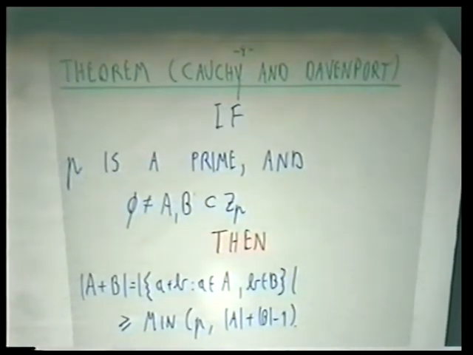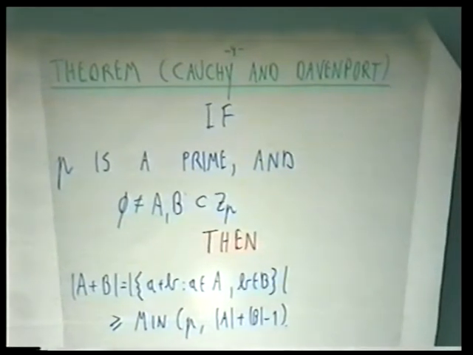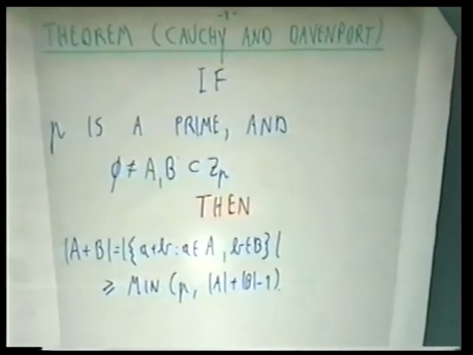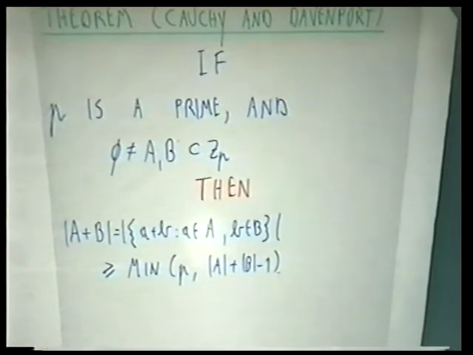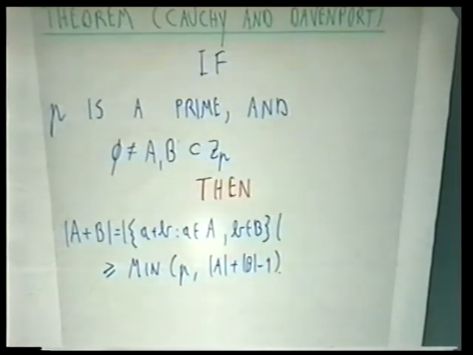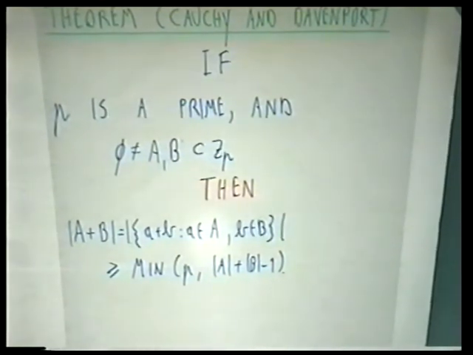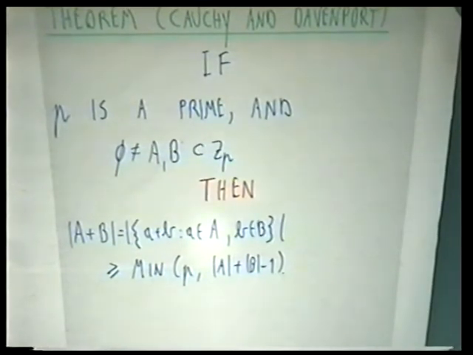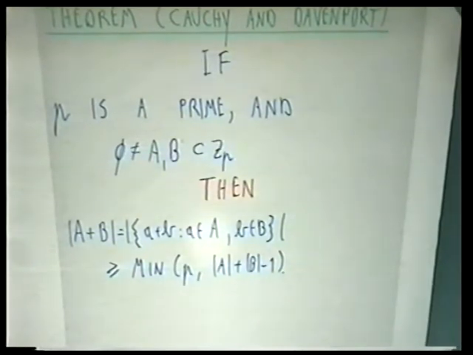And it says the following: if P is a prime, and in Z_P, the finite field, we really use only the additive structure, so in the abelian group Z mod P, we have two non-empty sets, A and B. Then if we look at the set of all sums of the form little a plus little b, where little a is in capital A and little b is in capital B, and we look at the cardinality of these, then either we get everything, but if we don't get everything, then the cardinality of what we get is at least the cardinality of A plus the cardinality of B minus 1.